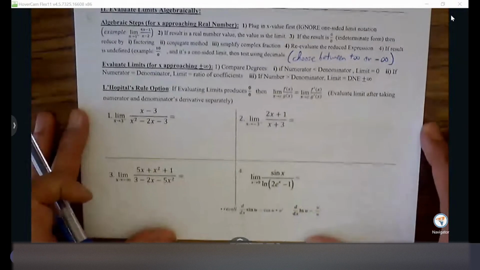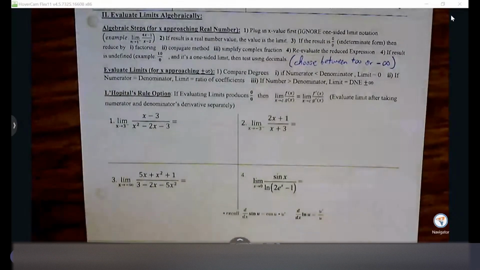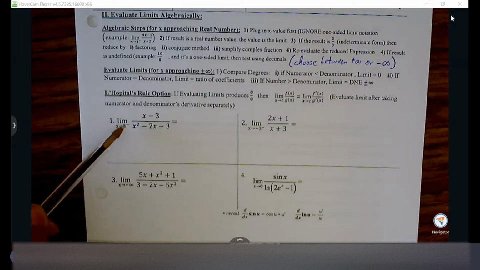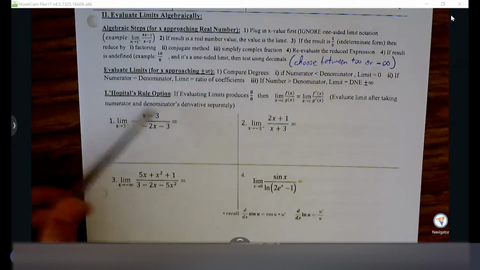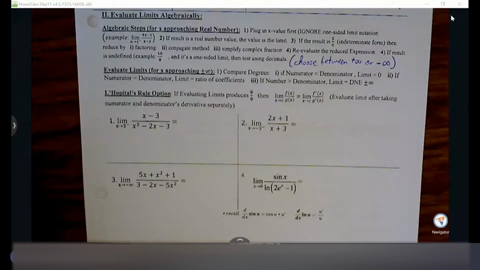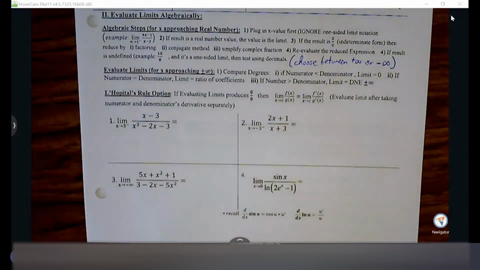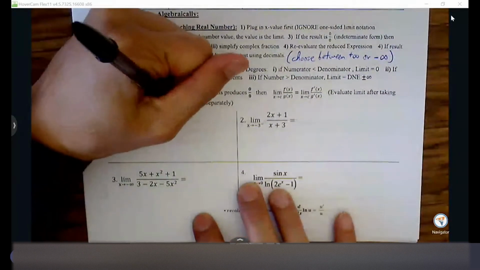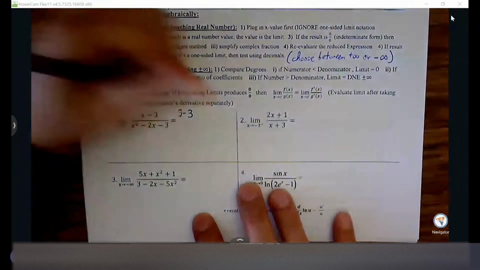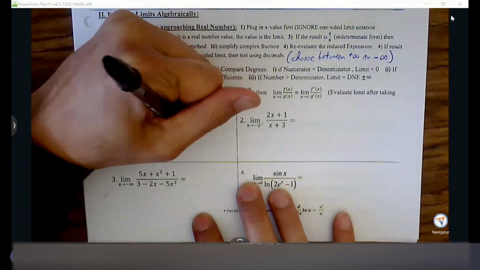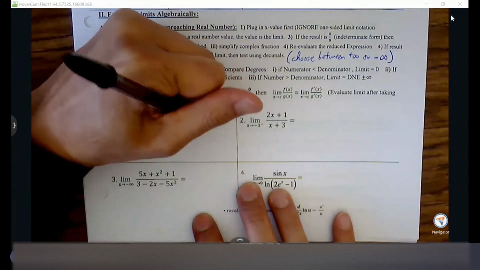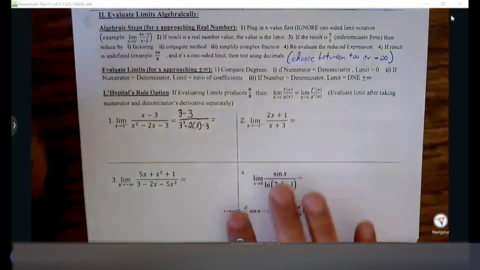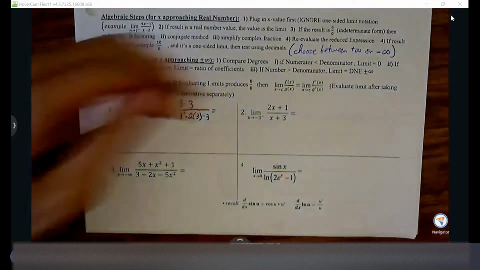Okay, so let's start with number 1, and we can see when some of these apply. The limit as x approaches 3 from the left side of 3 into our expression. First things first, what do we do? Plug in the x value. Just the 3, right? No 2.9, no 3.1. We just want to see what's happening at that whole number. So 3 goes in first. And what do we get? 0 over 0.